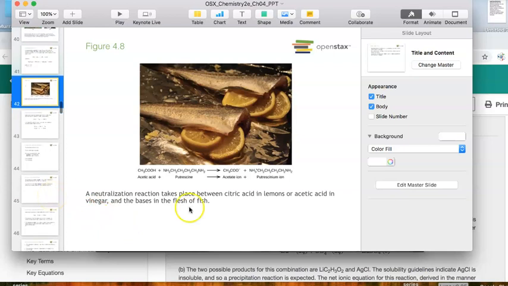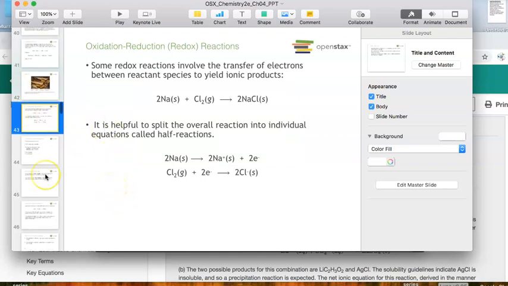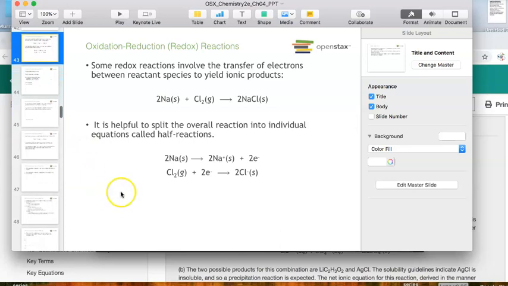Here we see a picture of a neutralization reaction taking place between citric acid in lemons and the basic part of the fish flesh. That neutralization process is what gives people a more neutralized, enjoyable dinner instead of having a fish that maybe has a very strong taste to it. The acid can sort of help alleviate that problem.